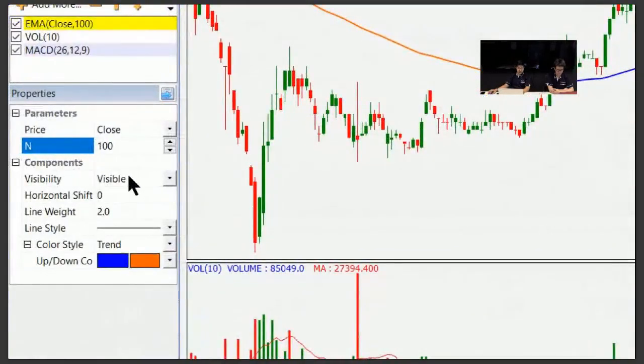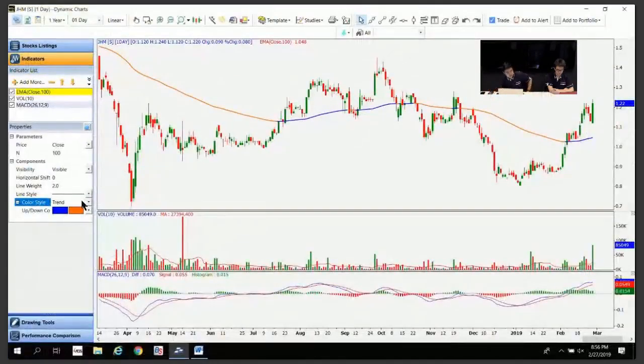Over here is the visibility. You can change the line weight. You can even change the style. A lot of things that you can customize yourself here. All right, then let's go for drawing tools.